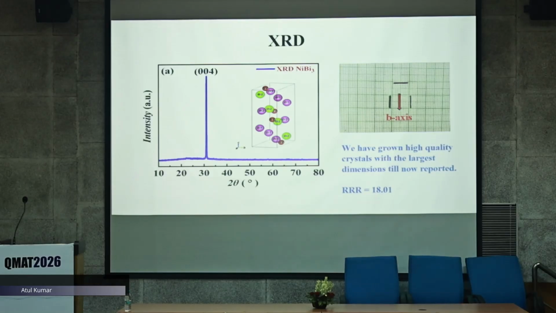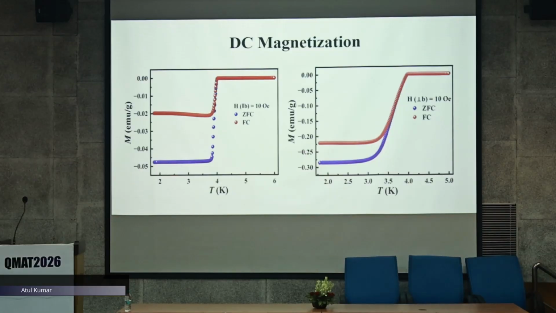We have grown a high quality single crystal by changing the amount of flux, and the single crystal reflection shows a single peak along the 0,0,L direction. This suggests that my system is grown along the C direction, and there is no impurity peak, which shows the purity of the crystal. This is the DC magnetization data in both directions, in plane and out of plane. Here we see a clear transition in both directions at 4 Kelvin, and the bifurcation between zero field cooled and field cooled data suggests that it is a type 2 conventional superconductor.